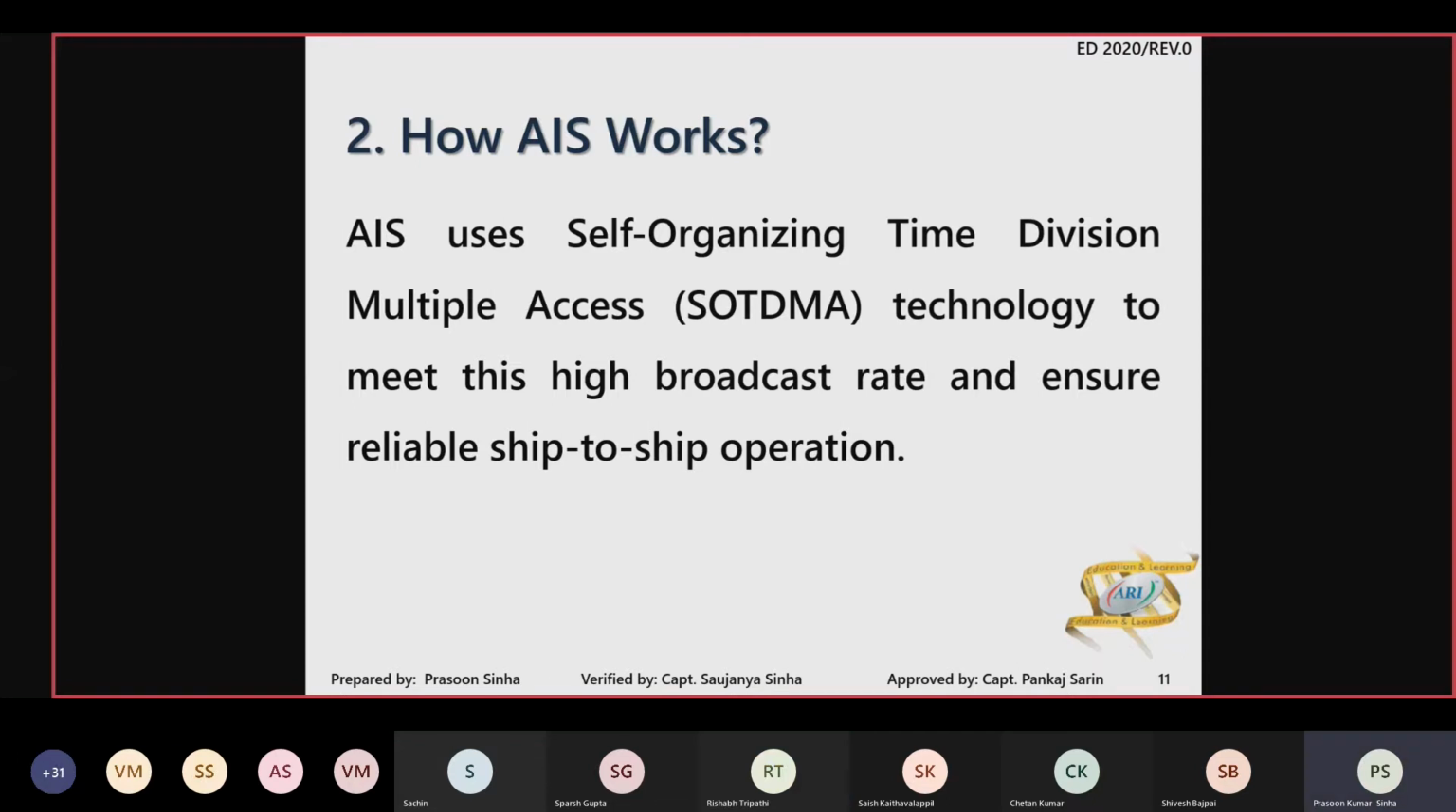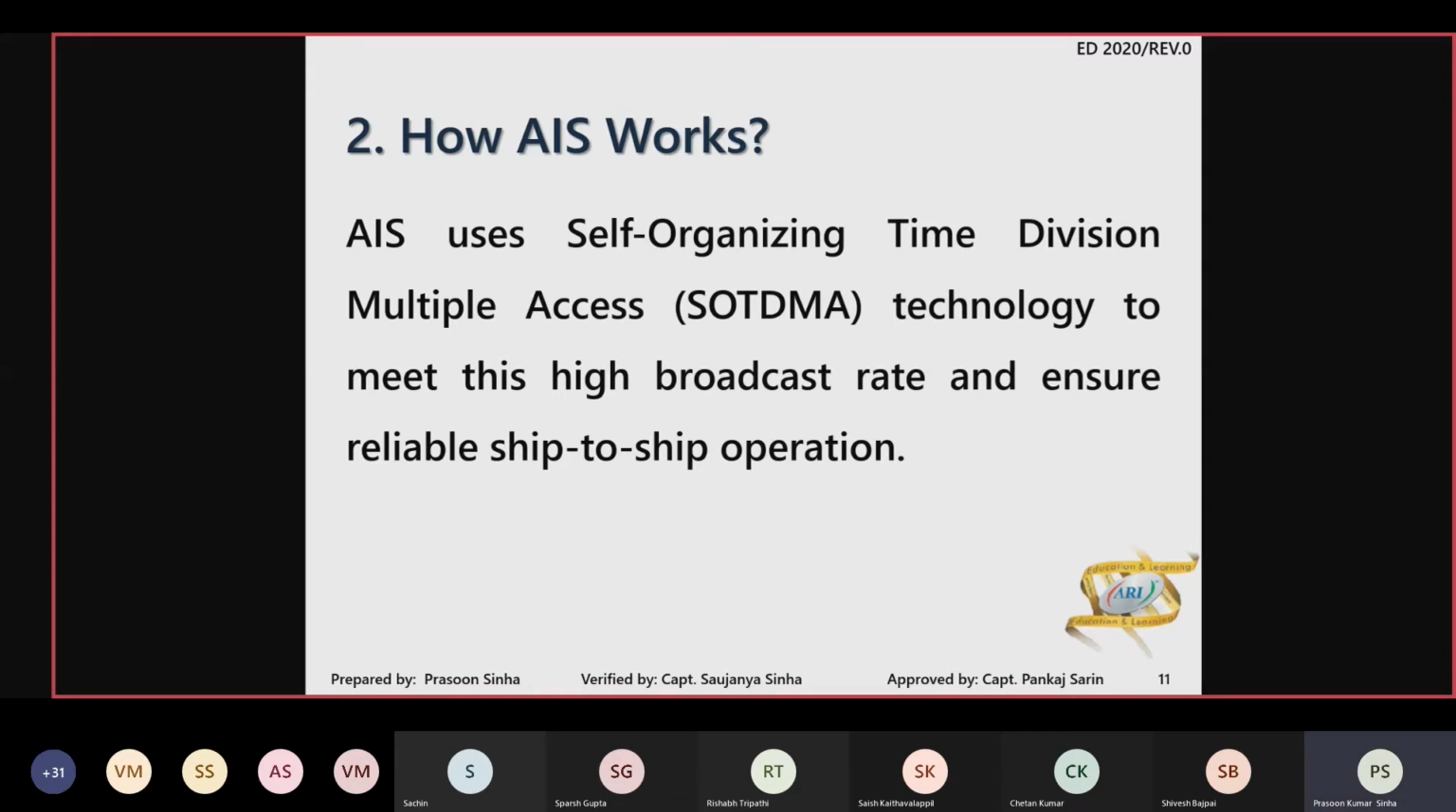Awaaz clear nahi hai, koi kuch bol raha hai. Somebody said something? All right.